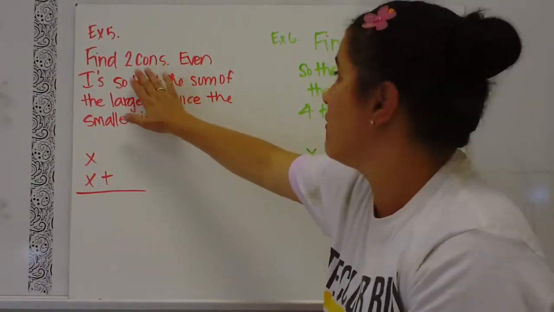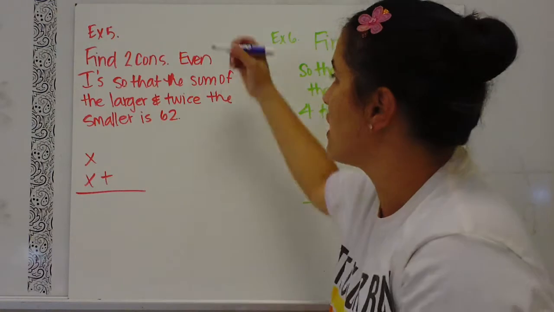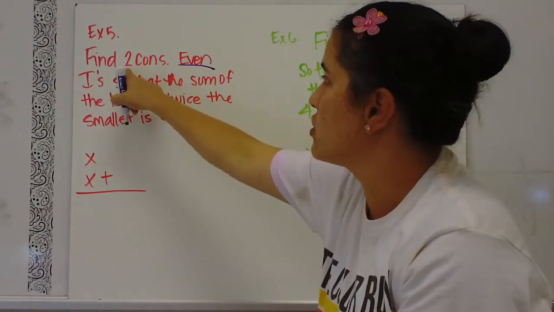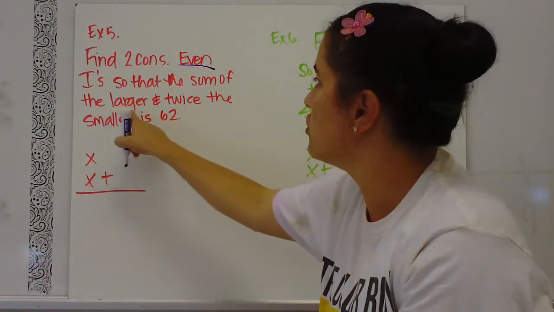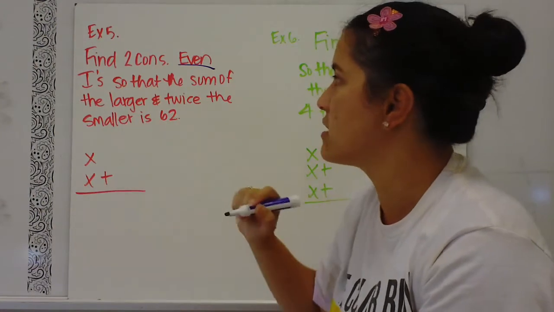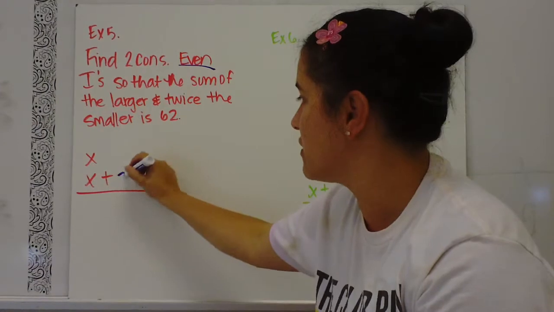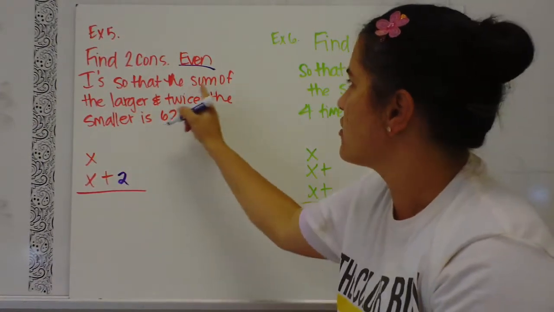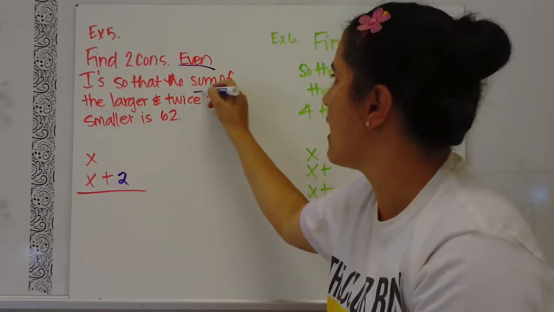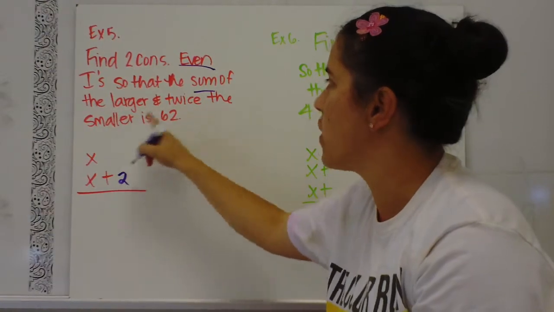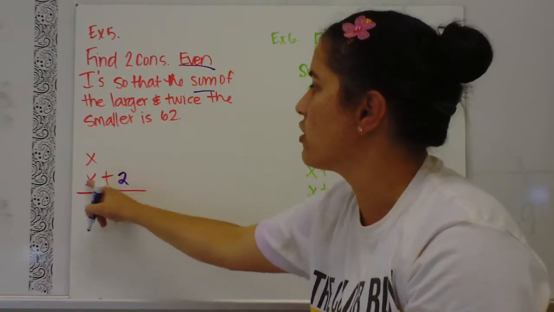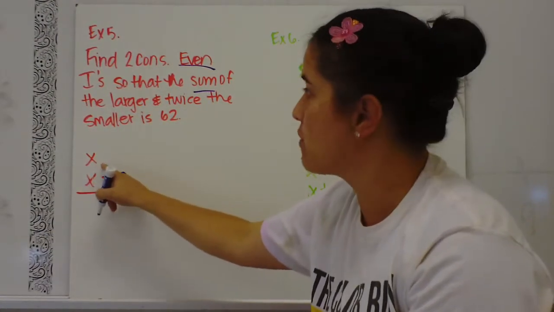All right, example 5. Find 2 consecutive even integers, and we're only looking for 2, so that the sum of the larger and twice the smaller is 62. So we're looking for 2 numbers. The first one is X, the second one is X plus 2. So that the sum, so we're adding, of the larger and twice the smaller. So here's the larger, and here's the smaller.